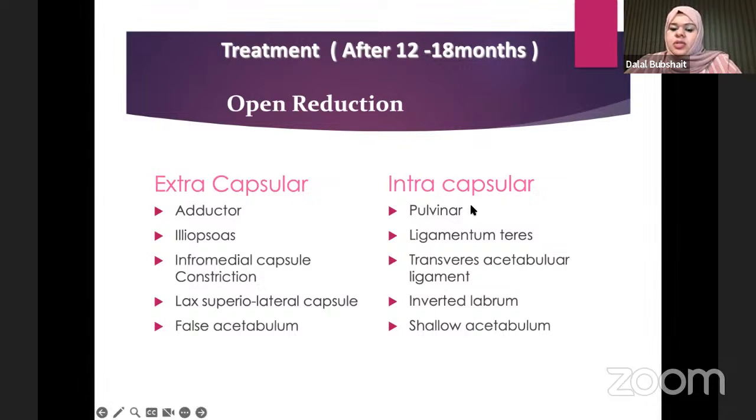The intracapsular structures are the pulvinar, ligamentum teres, transverse acetabular ligament, the inverted labrum that needs to be everted before closure, and the shallow acetabulum itself.